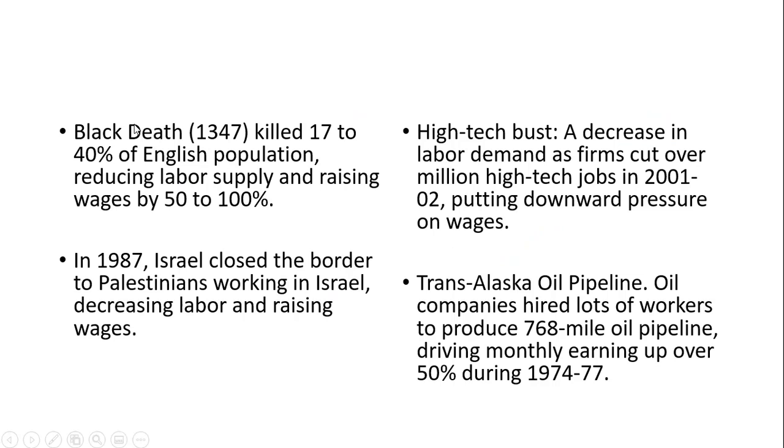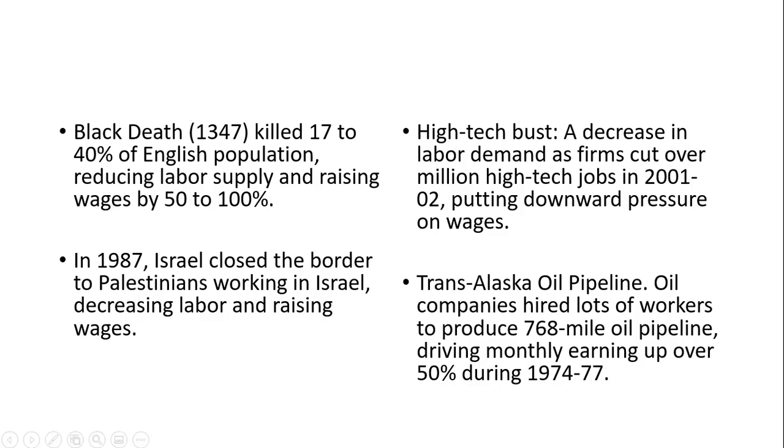So, speaking of the Black Death here, 1347 roughly killed 17 to 40% of the English population. This had a dramatic effect of reducing labor supply and raising wages by 50 to 100%. That's what our model would predict. Labor supply decreases, our new equilibrium wage would be higher, and fewer people would be employed.